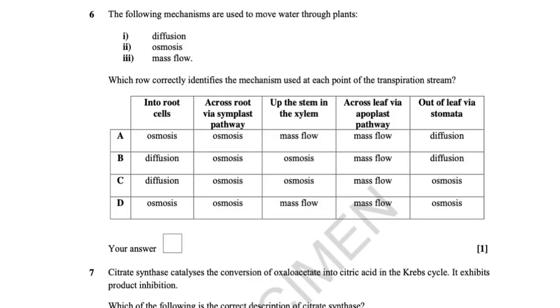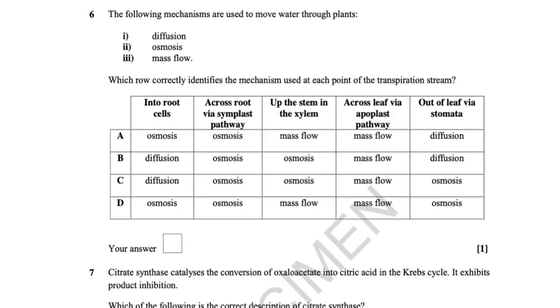The following mechanisms are used to move water through plants: diffusion, osmosis, mass flow. Then it asks you which flow correctly identifies the mechanisms used at each point of the transpiration stream. The transpiration stream is the movement of water from the soil out of the leaves, and it's caused by the evaporation of water and cohesion, tension, and the root pressure created in the root cells.